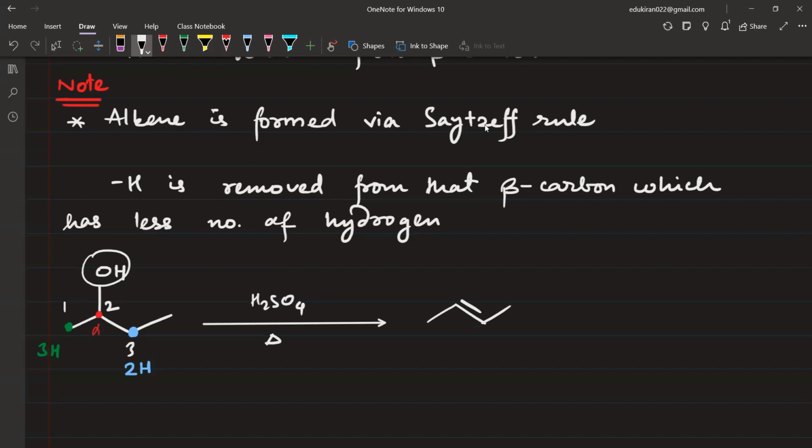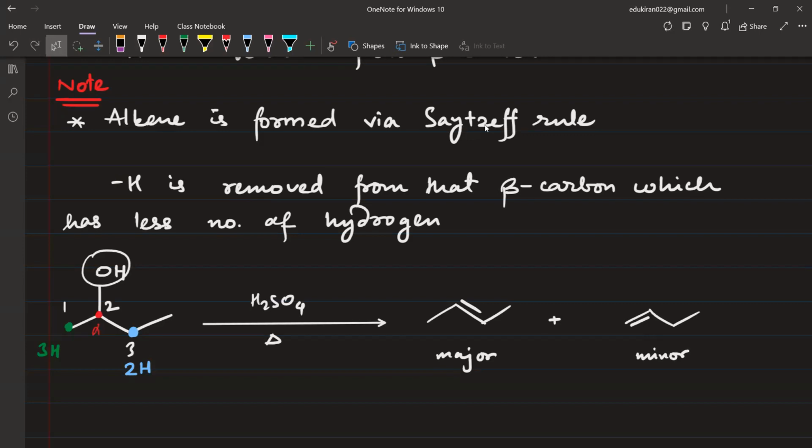Did all of you understand this product? Yes or no, please tell me. This will be the major product. You will also get a minor product, but we don't generally write those minor products. In the question also, you will be asked to write the major product for the following. So the minor product is where you remove hydrogen from the first carbon atom. This will be the minor product.